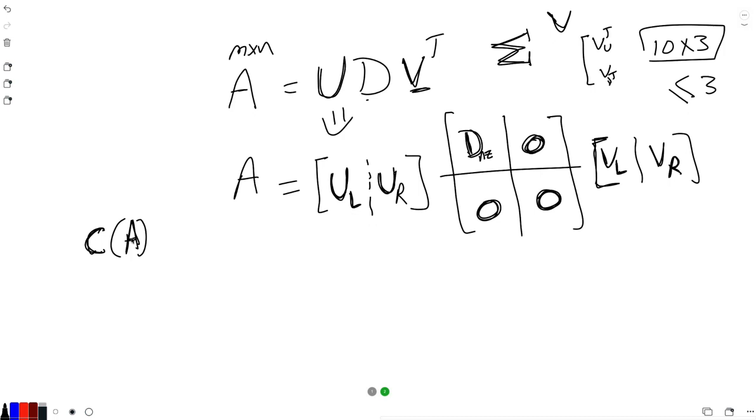If you go back to session 1 or session 2, I described this when we talked about column space and row space. The column space of A is nothing but the column space of UL, which means that the basis of A is the column vectors in this UL. And what is the dimension of UL? Of course, the number of rows in UL is m.